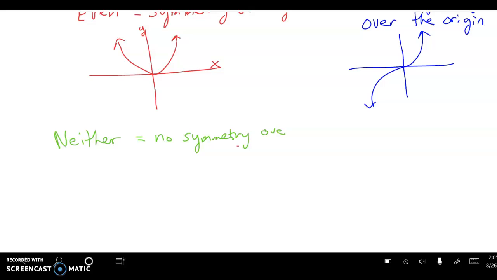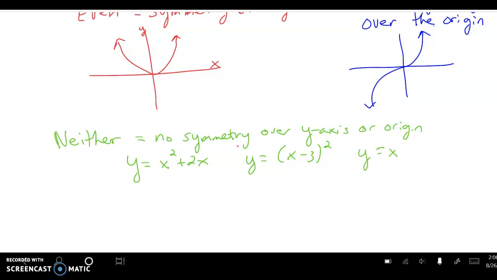Over the y-axis or origin. So for example, if I have y equals x squared plus 2x, y equals (x minus 3) squared, y equals x cubed plus 4x squared minus 2x plus 1. Students often think that an even and odd function is determined by the degree.